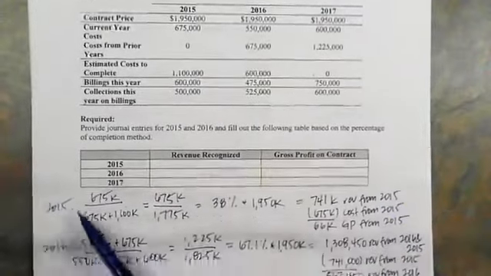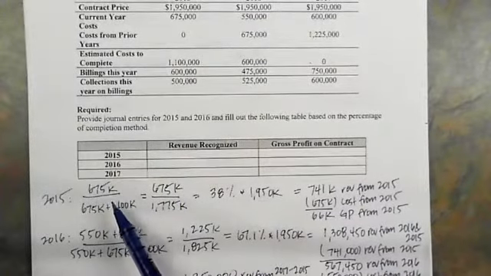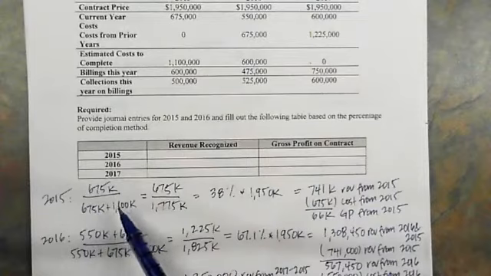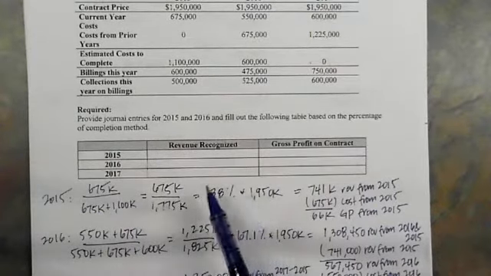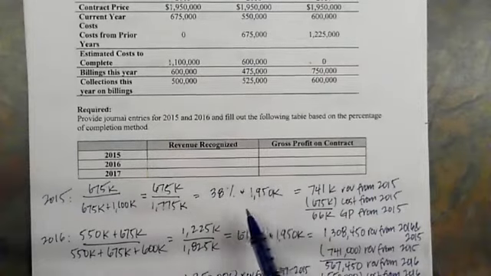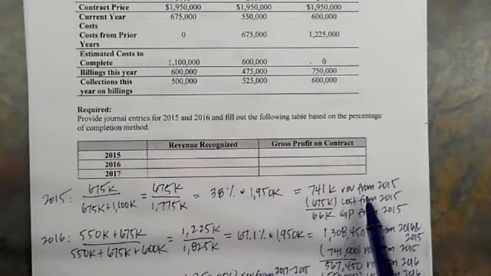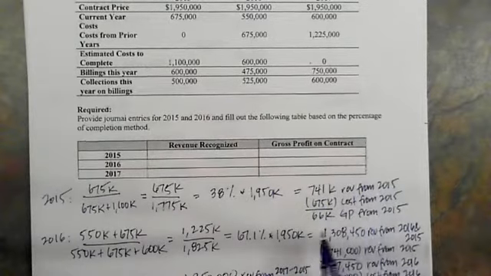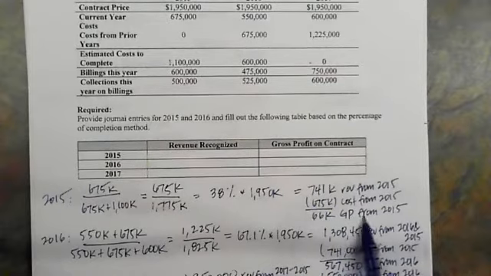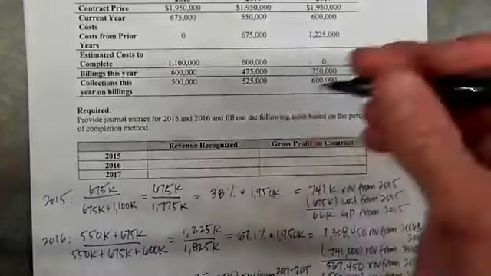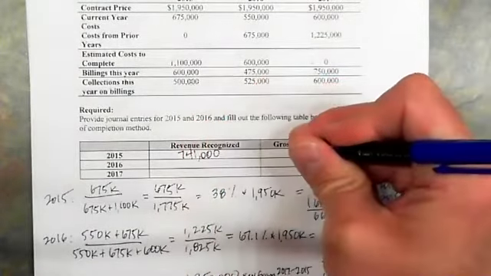In 2015, I take the costs to date, which is just this year's costs, divide them by the cost to date plus everything to complete, and that gives me this ratio, which turns into 38%. The contract price is 1.95 million, and then that gives me the amount of revenue I can recognize. This is all revenue from 2015, so nothing to subtract off. The costs from 2015, and then that gives me the gross profit from 2015. So 741 and 66,000.